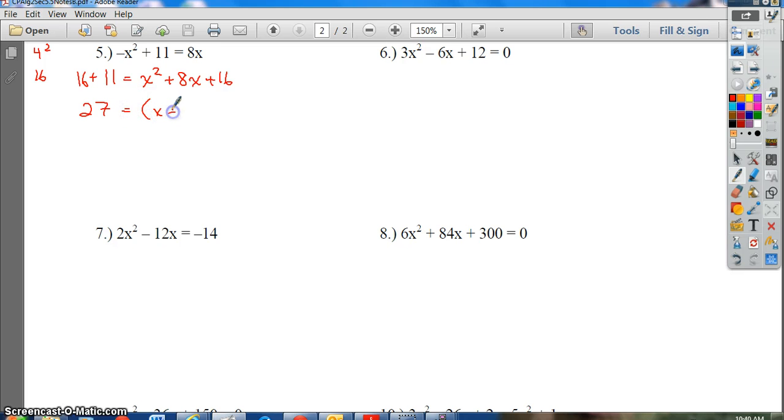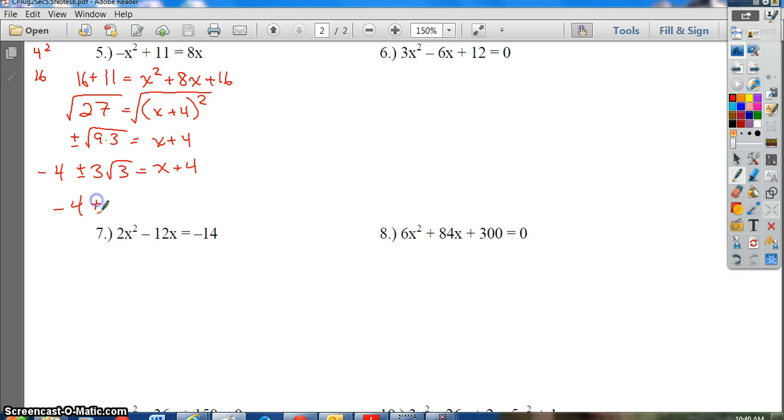And over here, this is going to give me x plus 4 squared. And I factor that. So this is plus or minus the square root of 9 times 3. And this is still going to be x plus 4. Right, so we got plus or minus 3 square root of 3. X plus 4. I'm going to subtract that over. So it's looking like negative 4 plus 3 root 3 and negative 4 minus 3 root 3. And it didn't tell me to round, so I'm going to leave it as is. That will work just fine.